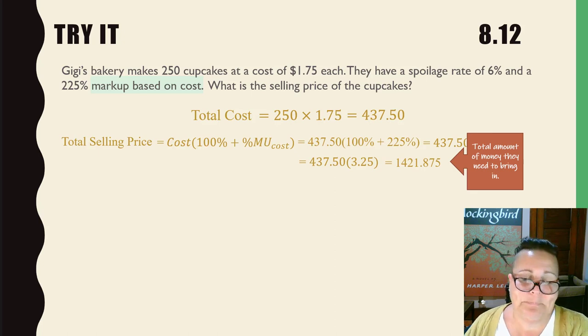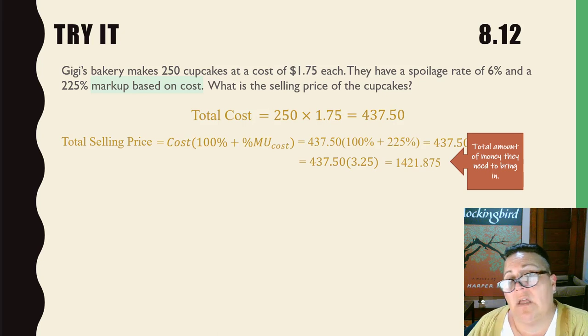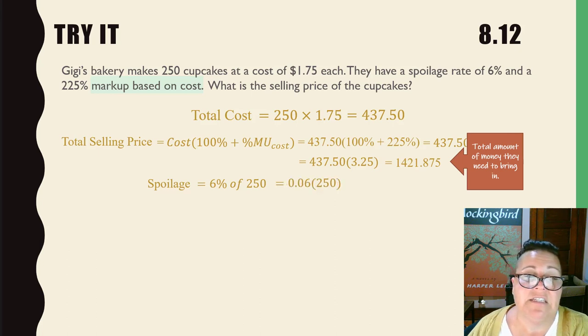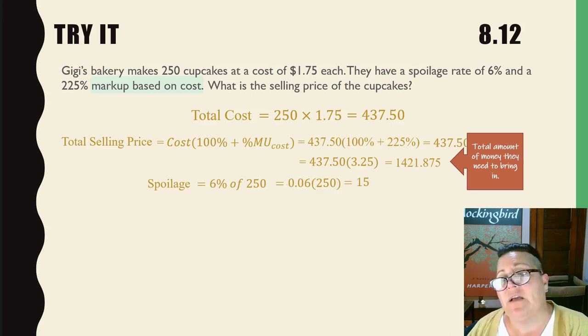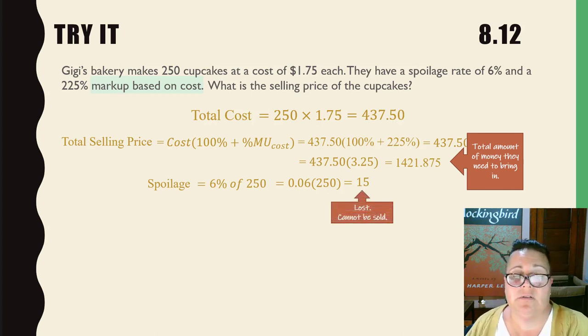So the problem is that they're going to have a spoilage rate of 6%. Now, again, a spoilage rate of 6% does not mean that 6% will necessarily spoil. It means that 6% could be spoiled or lost, which, if I'm making 250 cupcakes, I'm going to assume that some of them are going to be lost to taste tests. So our spoilage is 6% of 250, and 6% of 250 is 15 cupcakes. That means 15 cupcakes will be lost and not be able to be sold because they're eaten.